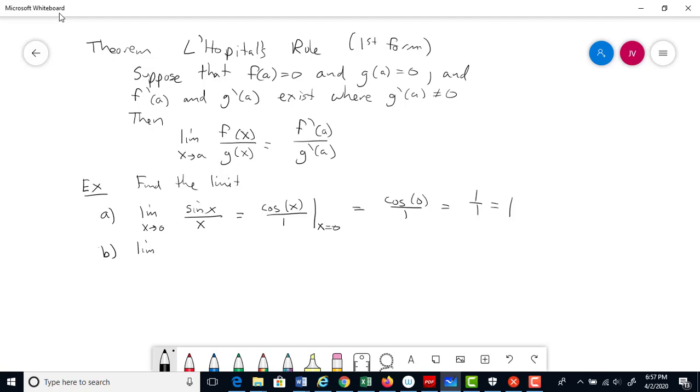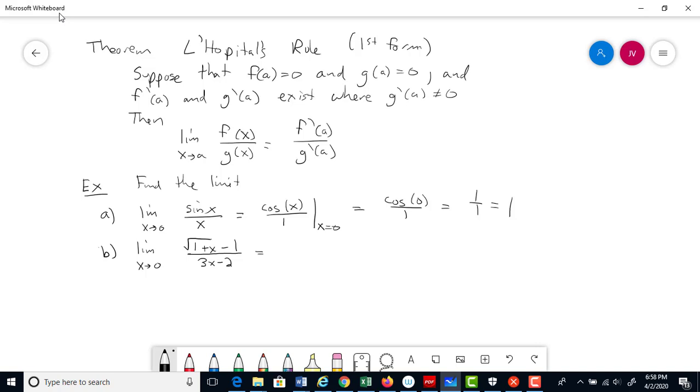B. The limit as x approaches 0 of the square root of 1 plus x minus 1, all over x. I guess it's all over x again. That's kind of boring. Can I do better than that? All over, let's do this. 3x minus 2. There.